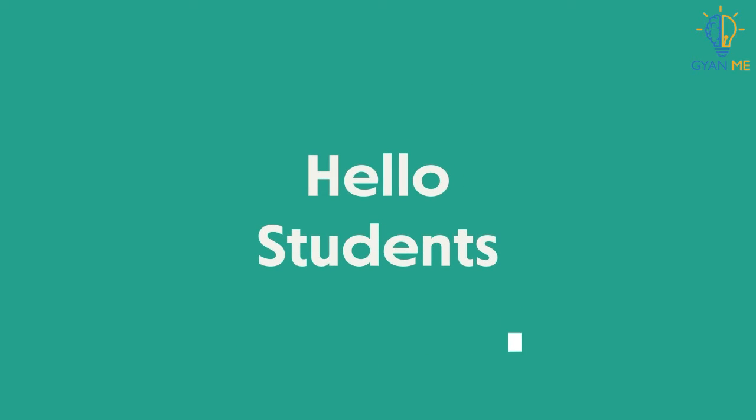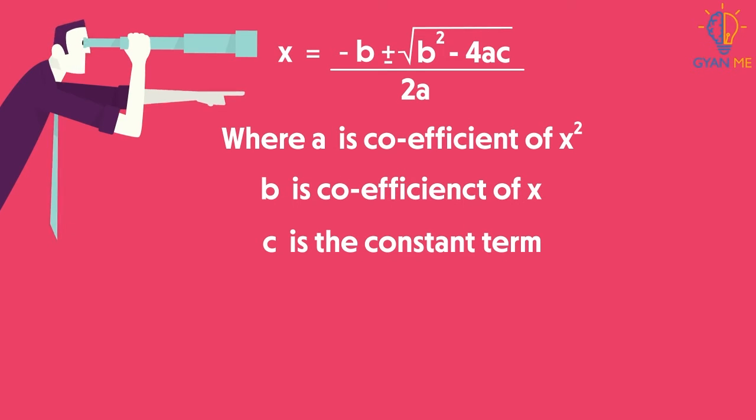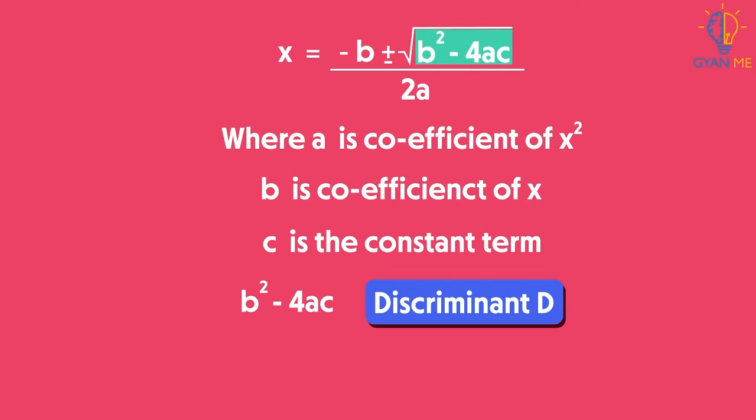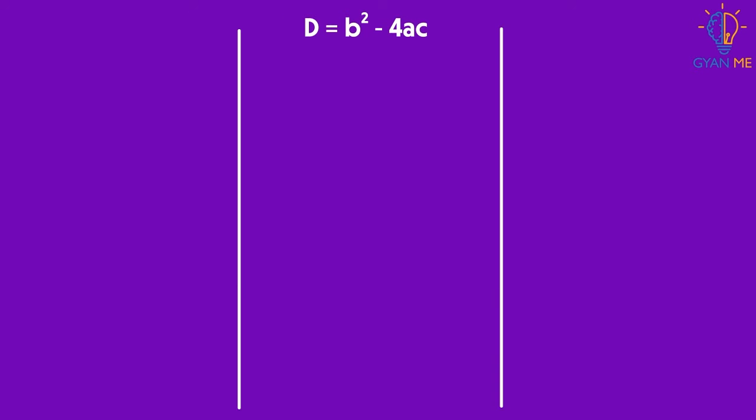Hello students. In our previous video, we introduced you to a new word called the discriminant of the quadratic equation, D. D can be calculated using the formula b square minus 4ac. We also told you that there are three possibilities where we can find three different values of D.